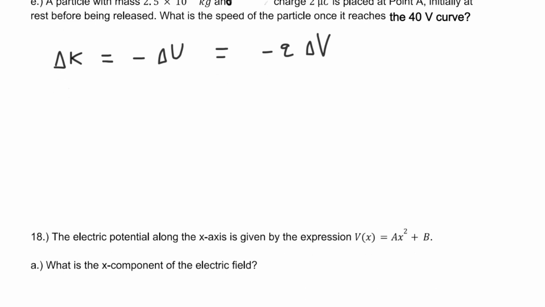So now we could write that the change in kinetic energy, which would be the 1/2 mv squared that the particle ends with, minus the 1/2 mv squared the particle starts with, has to equal minus Q times its final potential value minus its starting potential value.